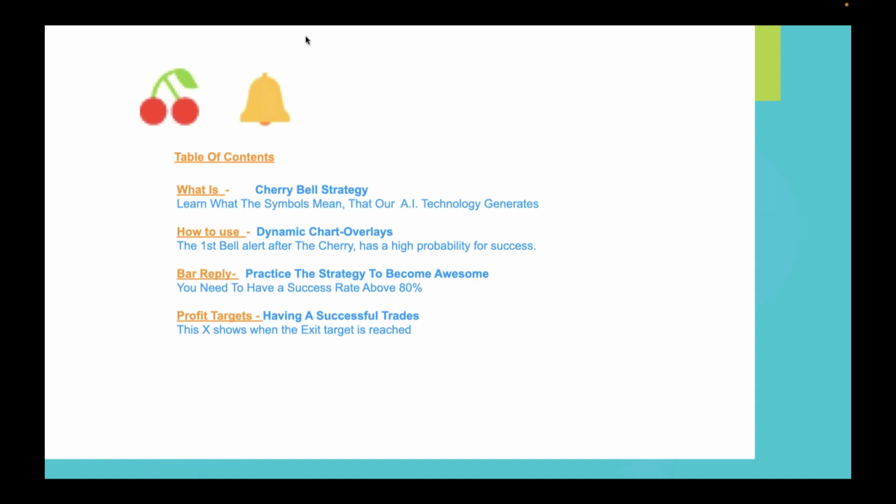So the dynamic chart overlays. First, there's a bell alert after a cherry alert. It's very simple, and it has a high probability for success. Then there's also what's called a bar replay. To practice the strategy to become more awesome, you need to have a success rate of 80%. So this is going to allow you to actually practice beyond the paper trading in a more theatrical situation where you have to kind of trade fast. And then you also have profit targets. Having a successful trade, this X shows when the exit strategy in the target is reached.